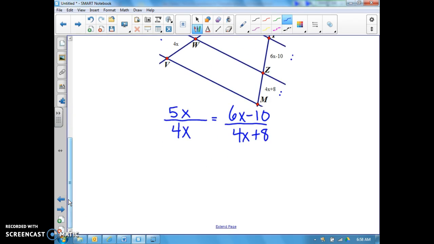I'm going to reduce these fractions before I get started to make my life easier. If you notice, those x's there can cancel, so I'm left with just 5 over 4. And on this side, I can take out a factor of 2 from everything. So I get 3x minus 5 over 2x plus 4. That's going to make things so much easier. Now we're going to cross multiply.